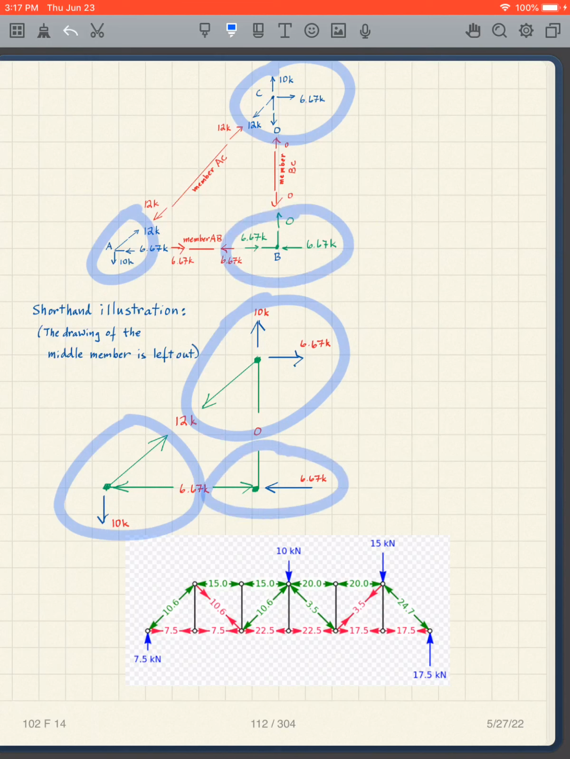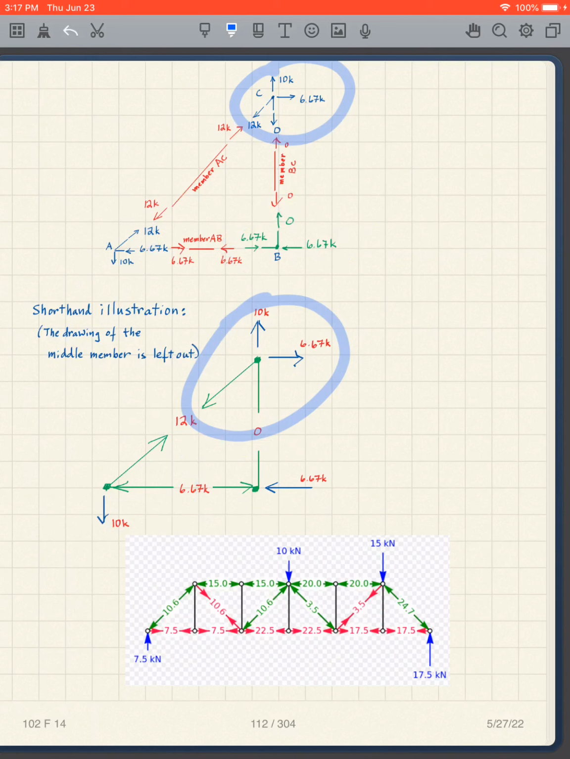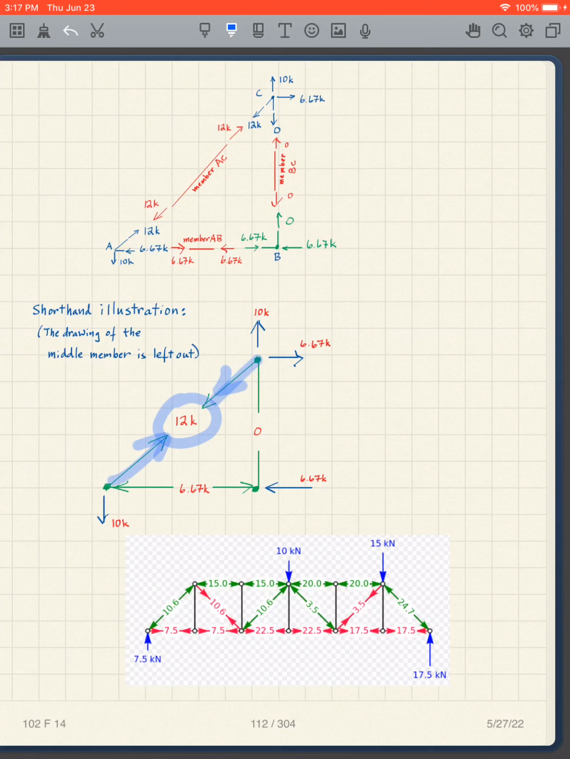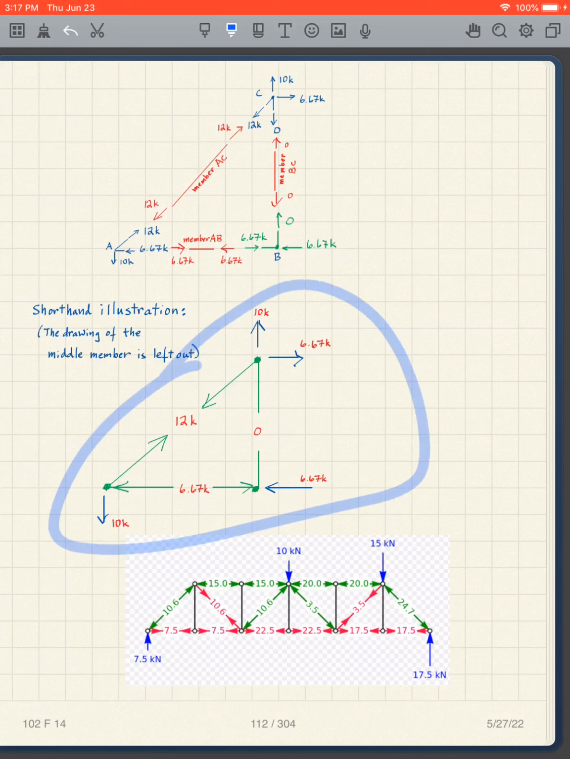They show the nodes. You need to be able to interpret that when you see this, it means it's pulling on the node. You have to look at the nodes. Pulling on the node means this member is in tension. And here, this member is pushing on the nodes. If it's pushing on the nodes, then this member is in compression. I don't necessarily like this shortcut, but that's what you're going to see.